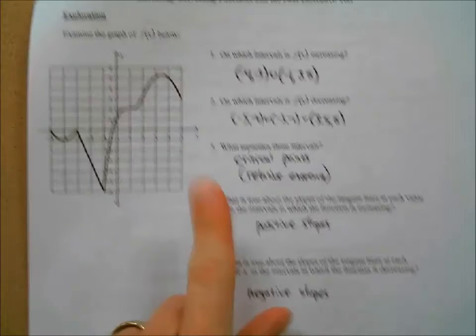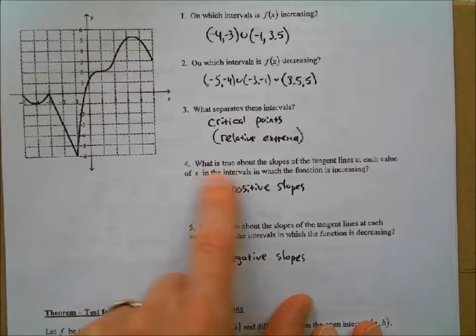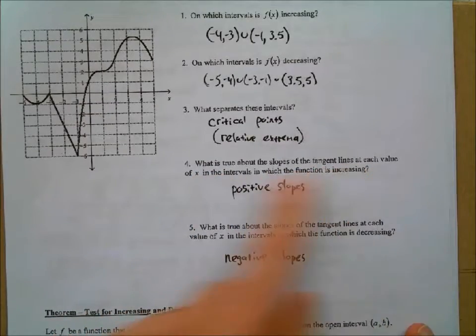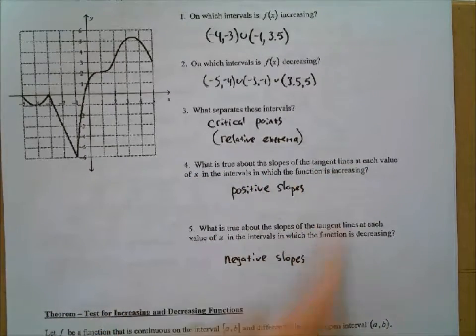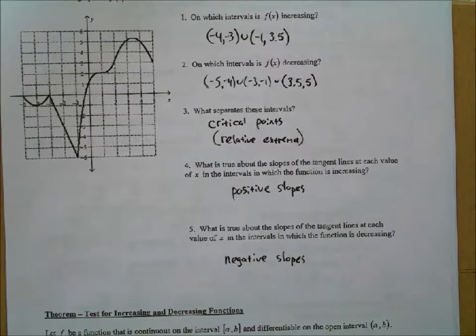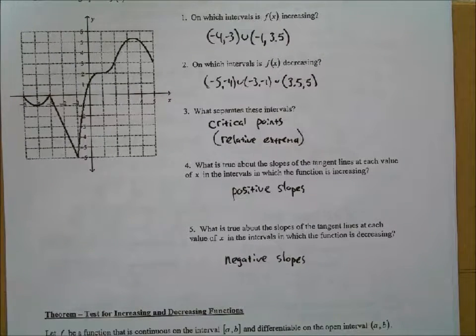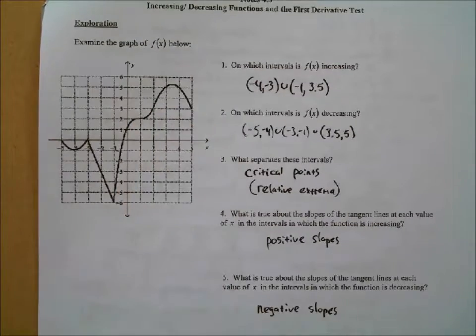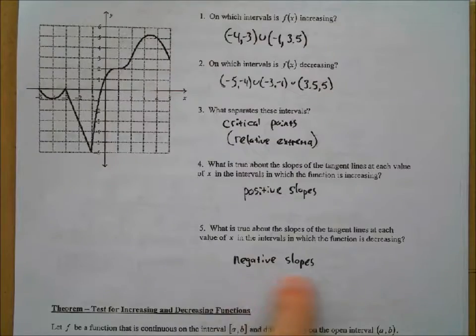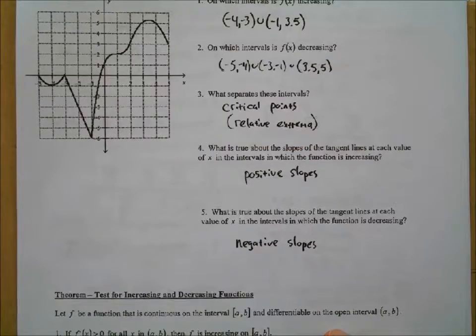Step 4, we're asked to say what is true about the slopes of the tangent lines at each value of x in the intervals in which the function is increasing. Or in other words, what kind of slopes do the tangent lines have where our function's increasing? Well, everywhere the function is increasing, these are all positive slopes. Everywhere the function is decreasing, we expect negative slopes, and that's true in general.